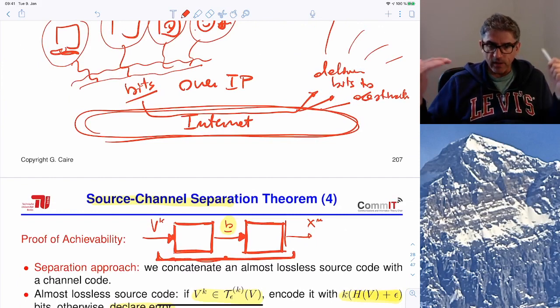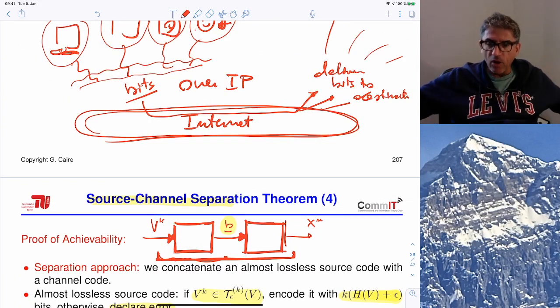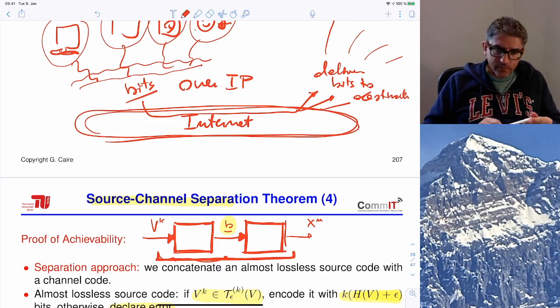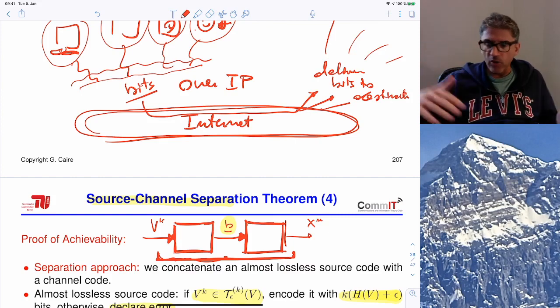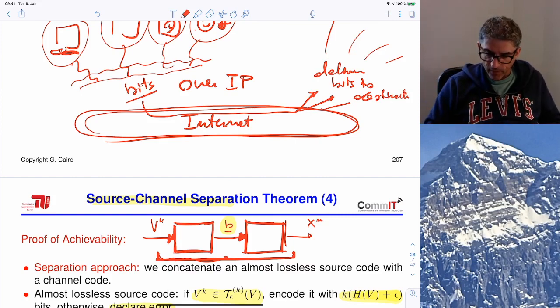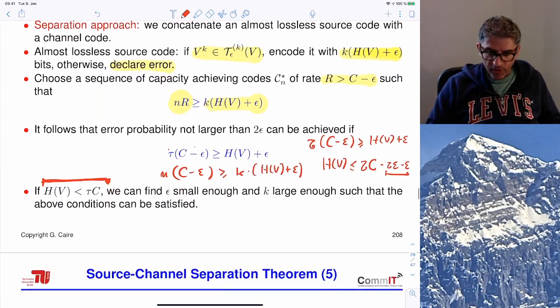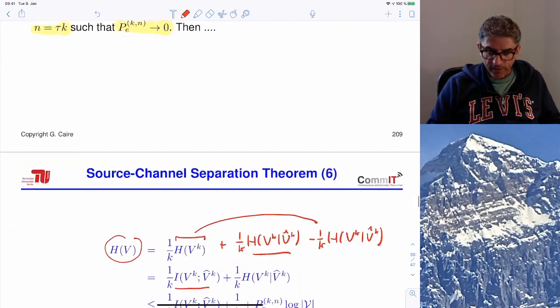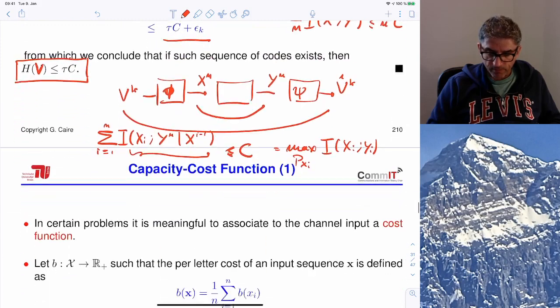We have a single layer of bit transport and delivery, on top of which we can construct all sorts of services. Okay? So the philosophical implications of the separation principle are very deep and very important.